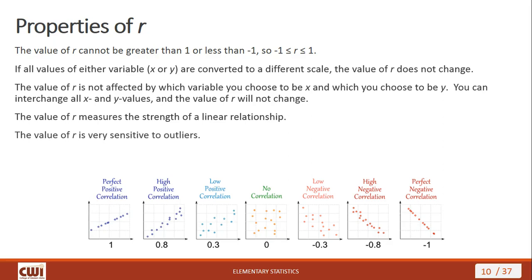Keep in mind, the value of r is very sensitive to outliers. We've been mentioning this. We're going to keep mentioning this. I'll show you here in a moment that this is actually true, and I'll show you the actual impact that one outlier can make in your data set. We'll look at that momentarily.